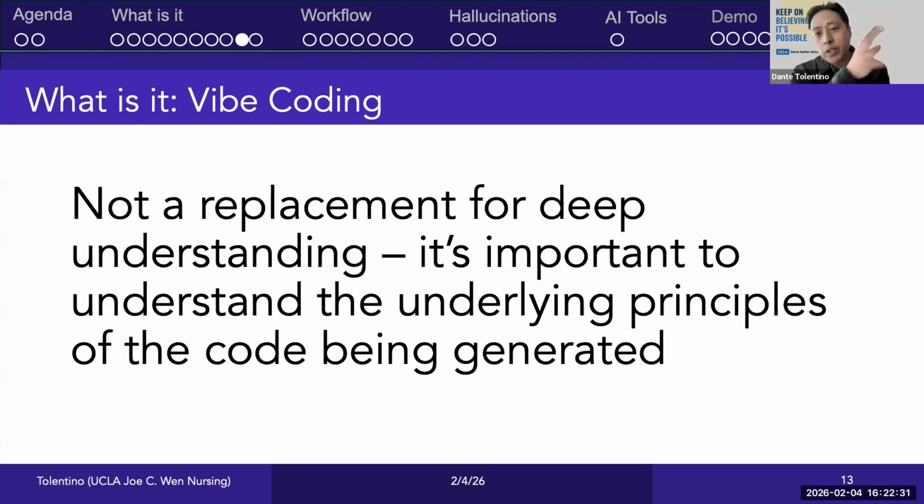And again, I just want to emphasize this because I think this is really important. Vibe coding is not a replacement for deep understanding of your research and also of your own data and your own data analysis, right? I think it's really important to understand the underlying principles of your research, but also the code that is being generated by the AI. And you should always be reading the code that's being generated and verifying those codes that are being generated by AI.